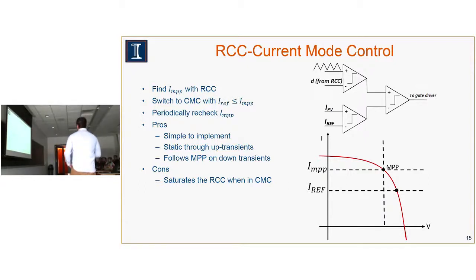It's simple to implement and static through up transients. So an up transient is where, like, an array is shaded and then a cloud moves off the array. So if you're worried about variability, then you have to worry about the up and down transient. So if the cloud moves off the array, the power will jump up.